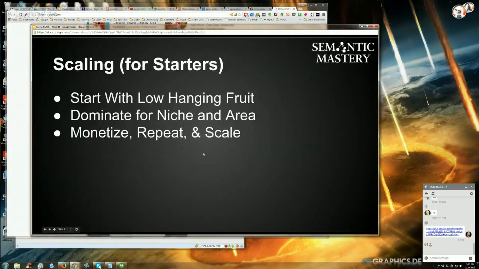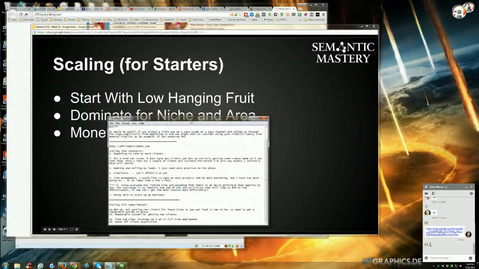We're going to talk about scaling for starters. This, guys, is really supposed to be specifically for those of you, and this is what I was talking about, there's going to be some overlap, some crossover between the training for today and the survey responses. So I got a notepad file here.